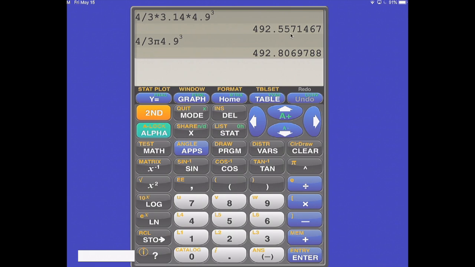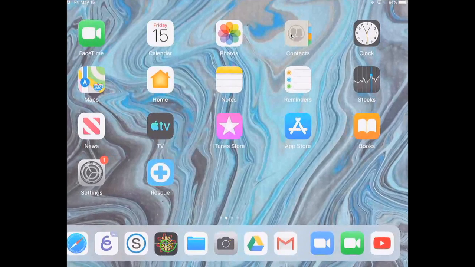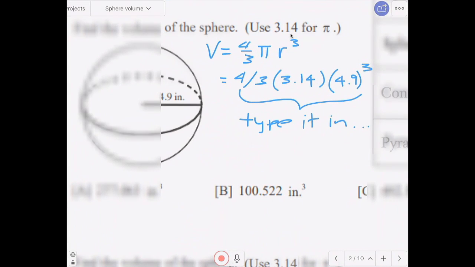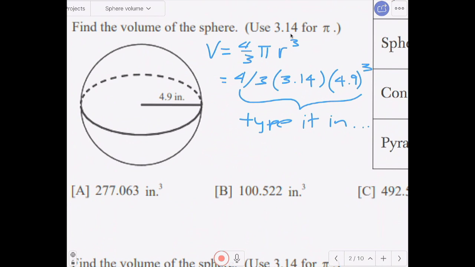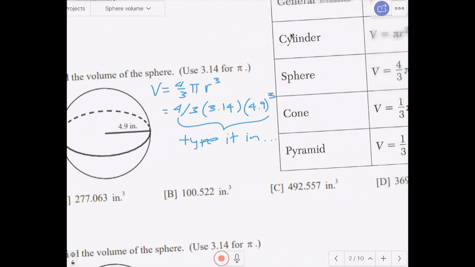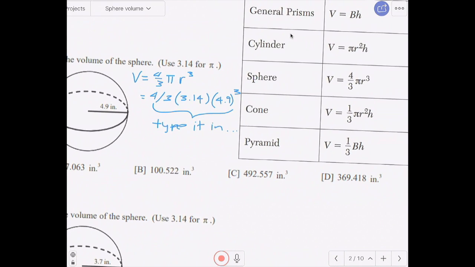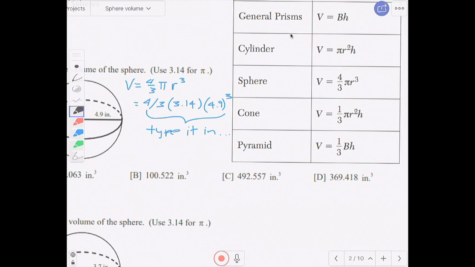So let's look for that 492.557 in the answers. And it looks to be a choice C there. That's the right answer.